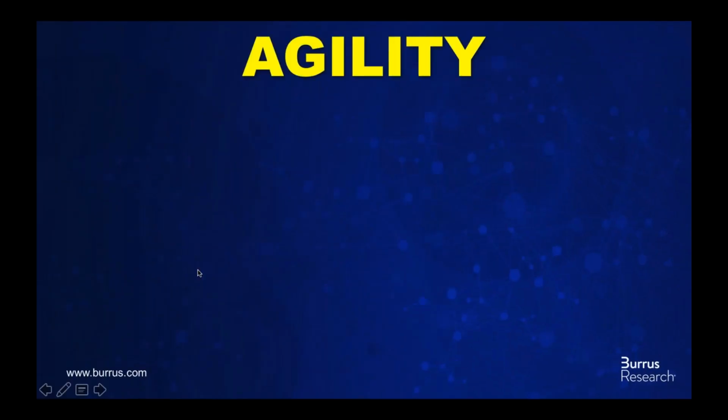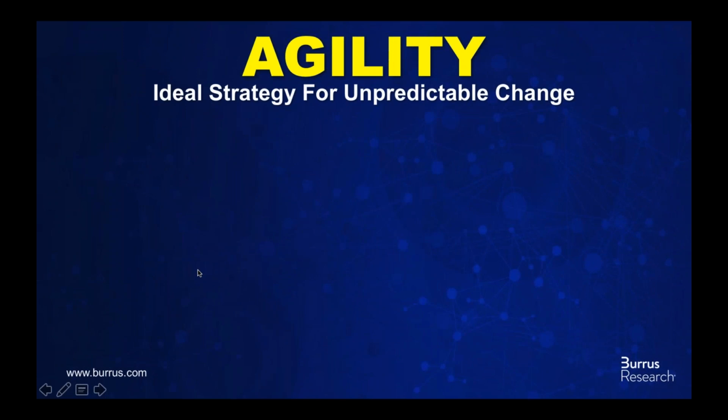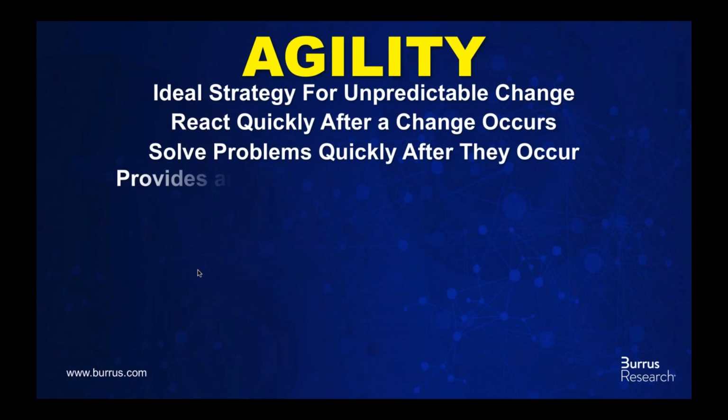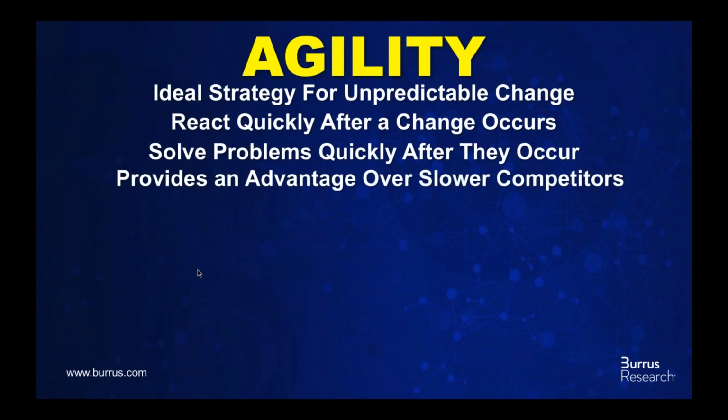I want to talk about this notion of agility versus being anticipatory, right? Agility is being able to react quickly after a change occurs. It's great for unpredictable change, and we're always going to have that. It's good to solve problems after they occur, and it might provide an opportunity over that slower competition.